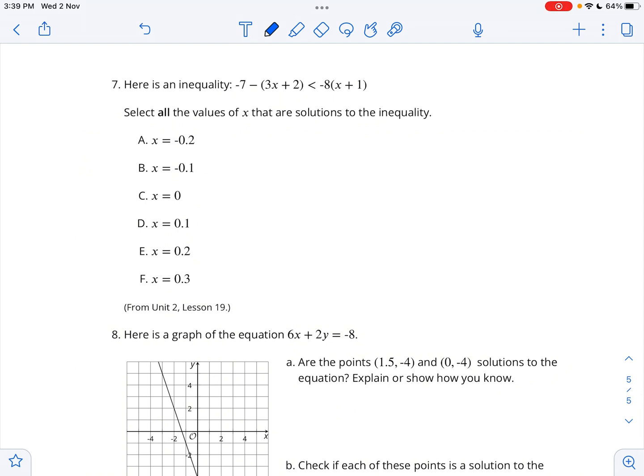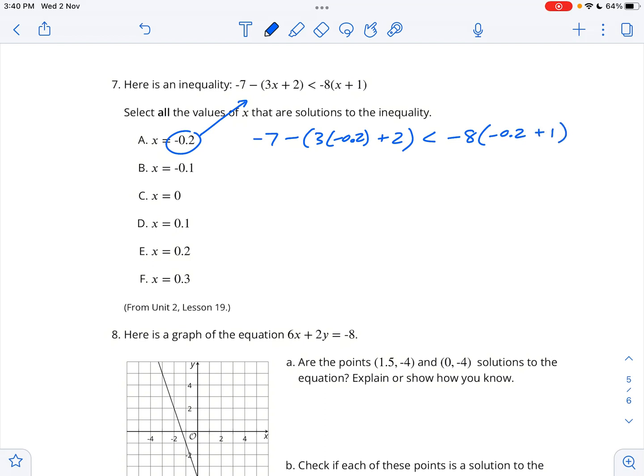Question 7, here is an inequality. Select all the values of x that are solutions to the inequality. So this one just becomes a matter of substitution. So I'm going to take negative 0.2 and plug it into here. So that's negative 7 minus 3 times negative 0.2 plus 2 is less than negative 8 times negative 0.2 plus 1.